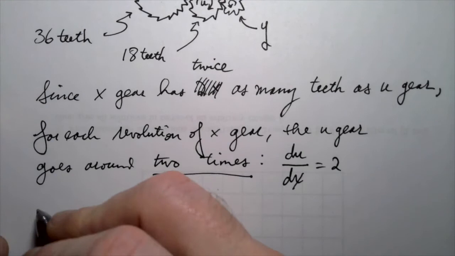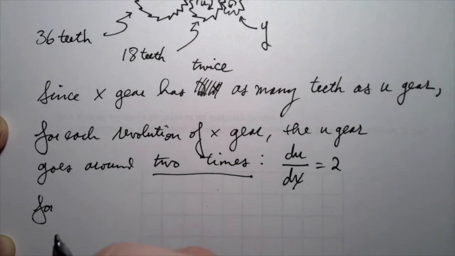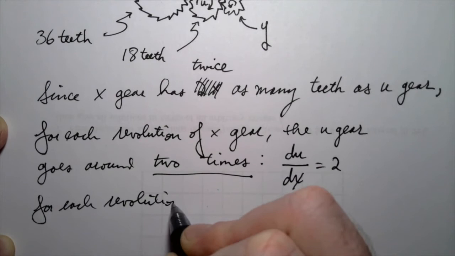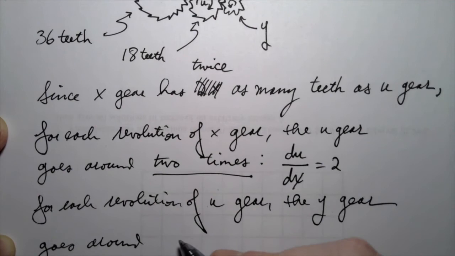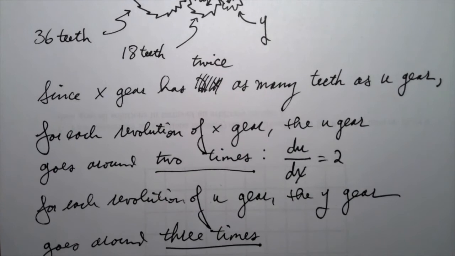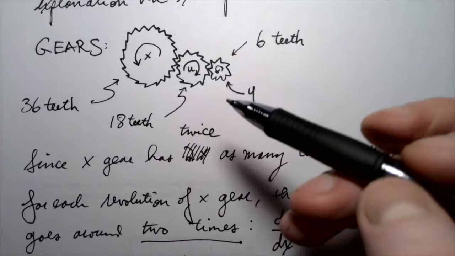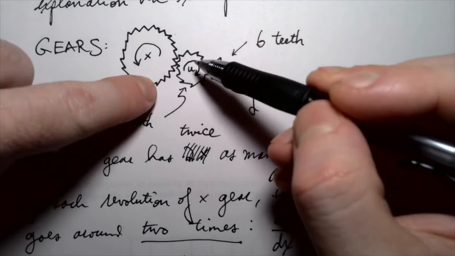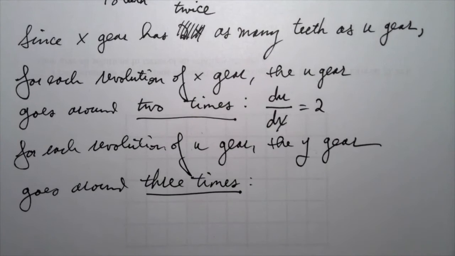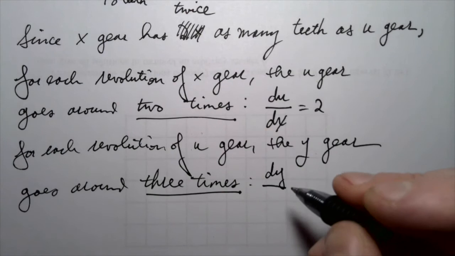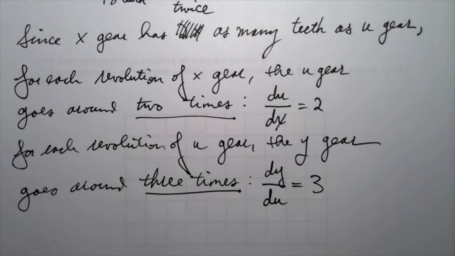Because the Y gear has 6 teeth and the U gear has 18 teeth, for each revolution of the U gear, the Y gear goes around 3 times, right? Because 3 times 6 is 18. It takes 3 times going all around the teeth on the Y gear to get all the way around the U gear. In other words, as the U gear is being propelled by the X gear, each revolution of the U gear gives you 3 revolutions of the Y gear. We can interpret that as a derivative. That's saying that the rate of change of the Y gear with respect to revolutions of the U gear is 3. It's spinning around 3 times as fast.